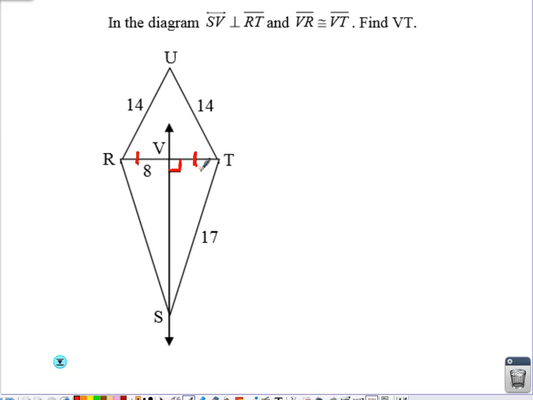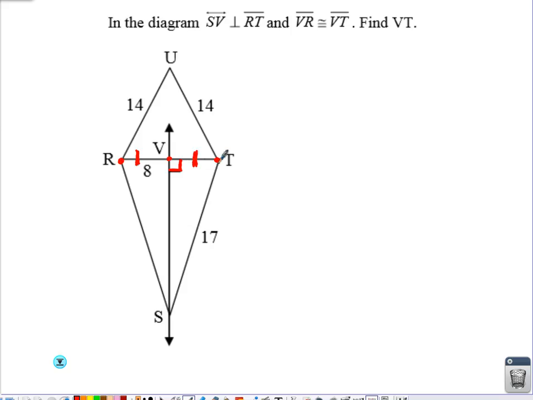Tell me something that's true about line VS. I noticed that there's two qualities that line VS possesses. What type of line is VS? It is perpendicular and it also cuts it in half, so it bisects. Good job. So does everybody understand that VS is a perpendicular bisector of this segment RT?